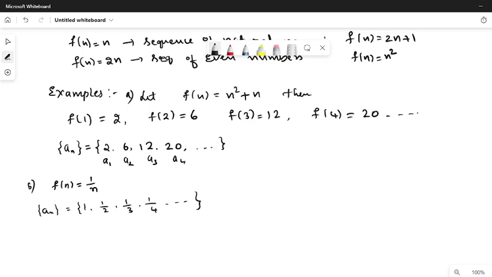So functions, that is a rule defined between two sets that carries each element of one set to a unique element of the other set. And if the domain of a function is restricted to set of natural numbers, then such function is called a sequence. Next, we need to define series. What is a series?